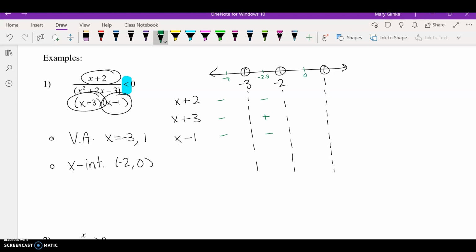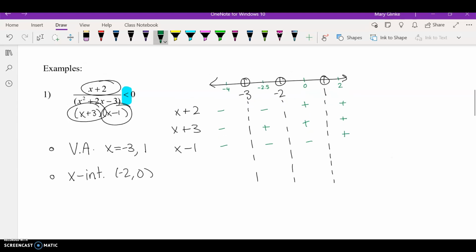I'm going to choose 0. 0 plus 2 is a positive number, and a negative number. And you can really pick any number to test here. As long as it's greater than 1, you'll get the same sign. So positive, positive, and a positive.